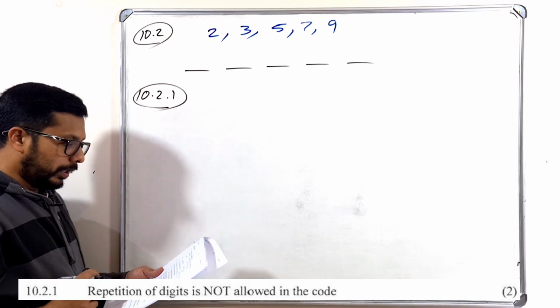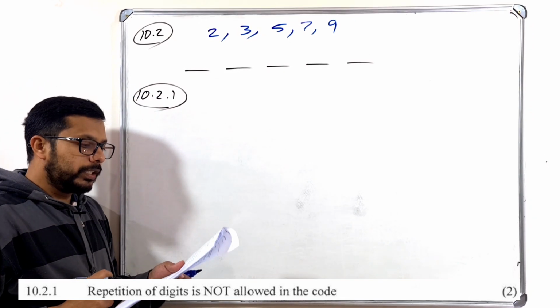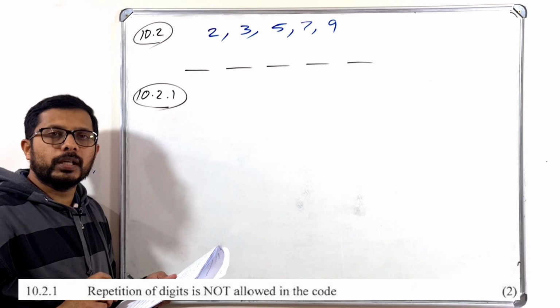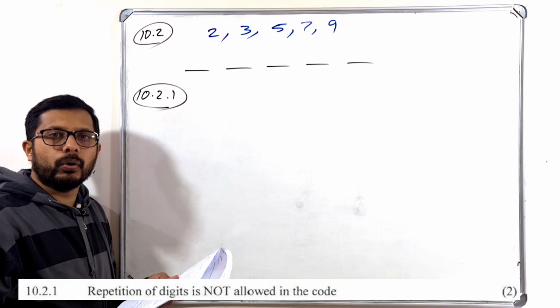10.2.1. Repetition of the digit is not allowed in the code. What is the meaning of that? Repetition of the digit is not allowed.